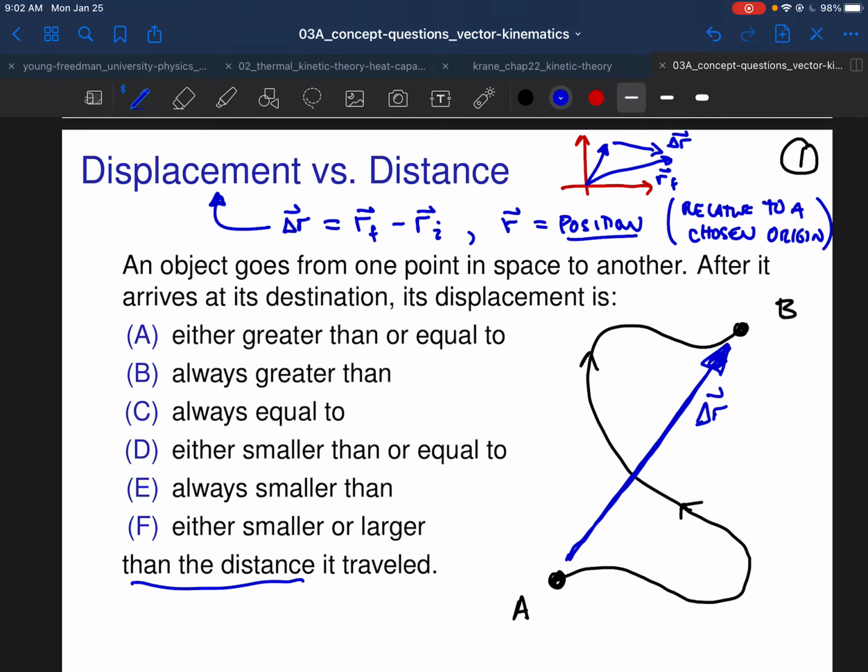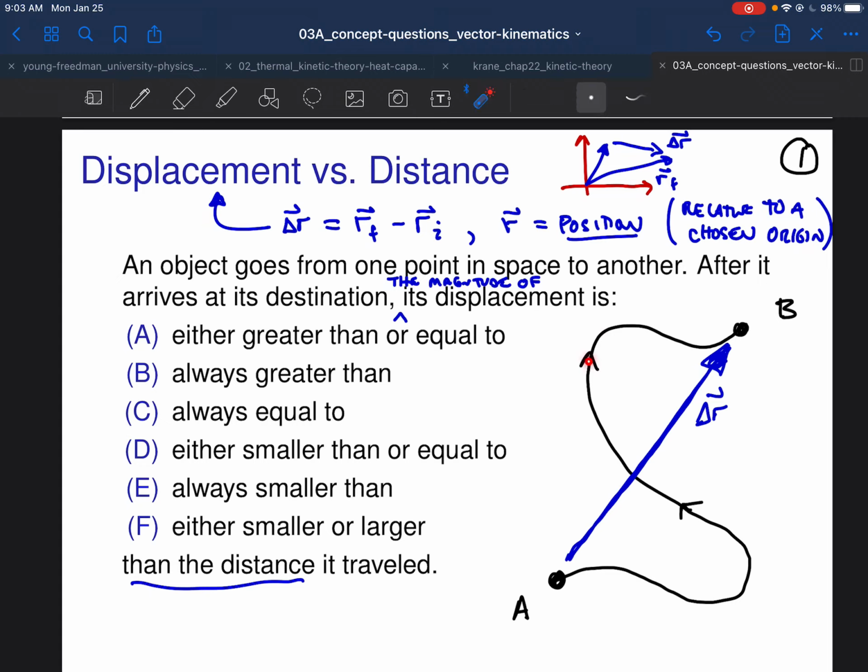Now the question was, how does the magnitude, oh, it should have said the magnitude, otherwise you can't answer this question. So the magnitude of its displacement. Otherwise, you can't compare a vector to just a number. So the magnitude of its displacement is either greater than or equal to the distance traveled.